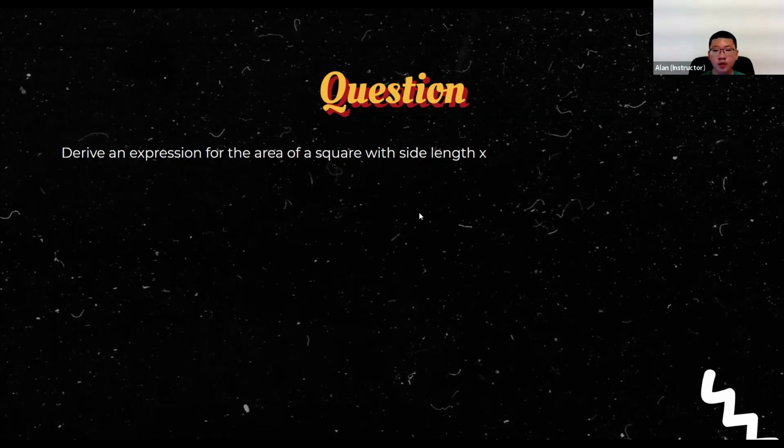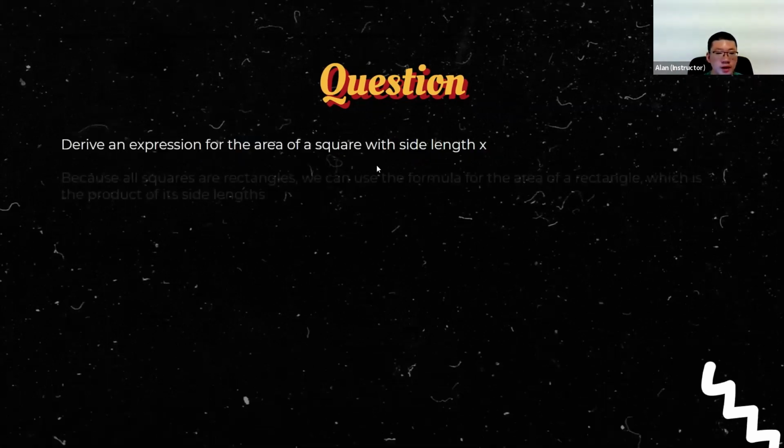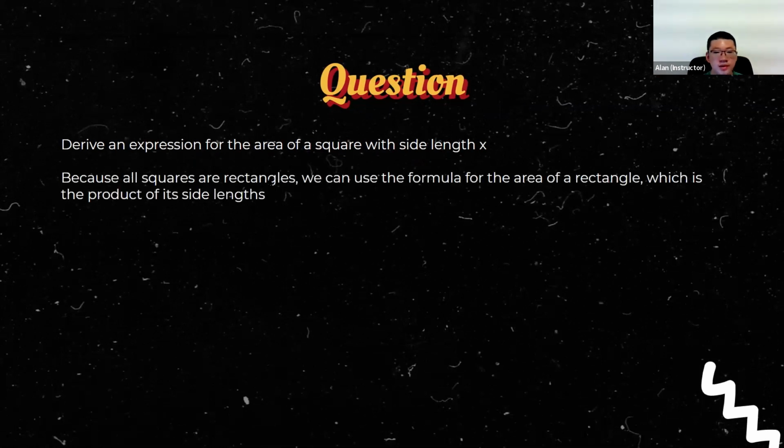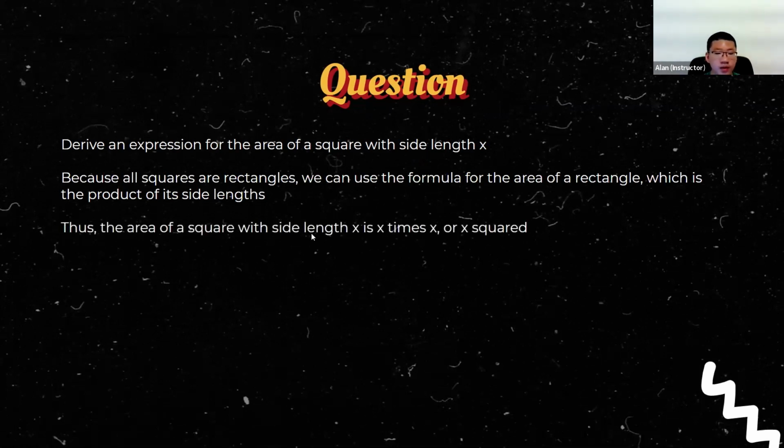Alright, so now I'm going to go over the answer. So, well, we know that all squares are rectangles, so we can just use the formula for the area of a rectangle, which is the product of its side lengths. And since a square has all four sides equal to length x, we have that the area of a square is x times x, or x squared.